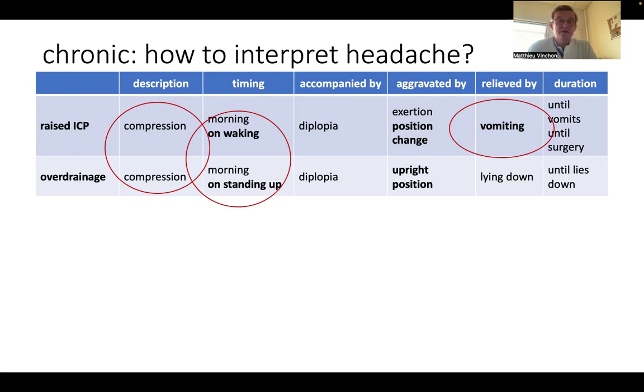So it may be possible to make the difference, and also both of them can cause diplopia, and very characteristically the overdrainage causes headache in the upright position. So this is mostly the position which helps us to determine if there is overdrainage. However, in raised ICP, we also have headaches caused by change of position. So it may be quite complicated to make the difference between both.